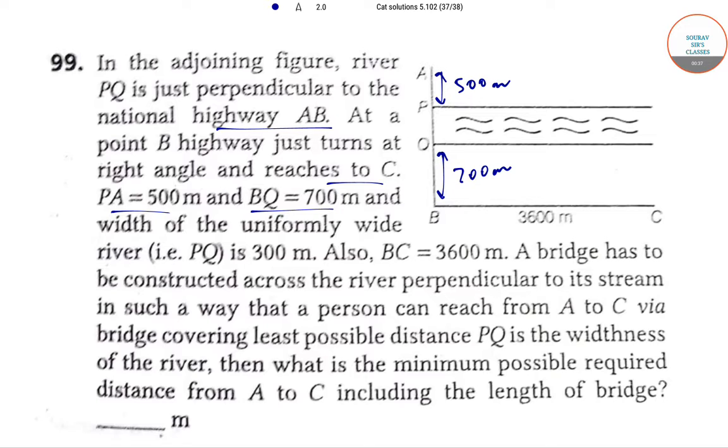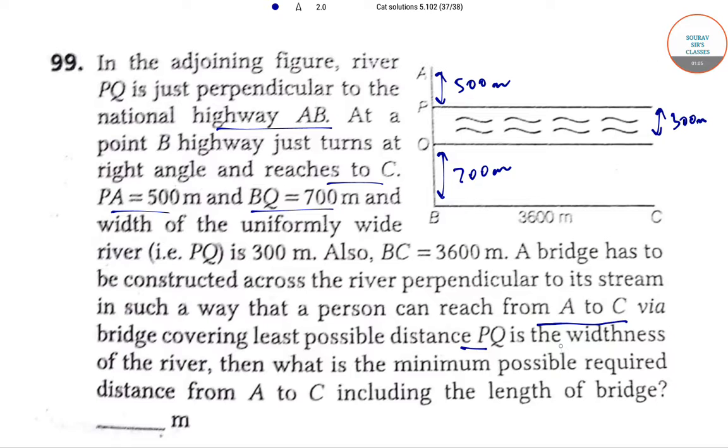The width of the uniformly wide river, that is PQ, is 300 meters. Also, BC is equal to 3600 meters. A bridge has to be constructed across the river, perpendicular to its stream, in such a way that a person can reach from A to C via the bridge covering the least possible distance.